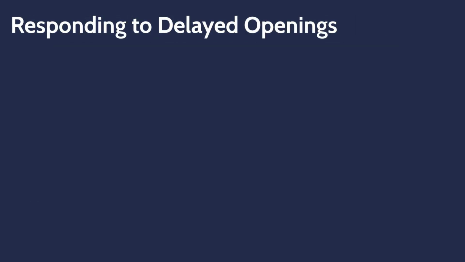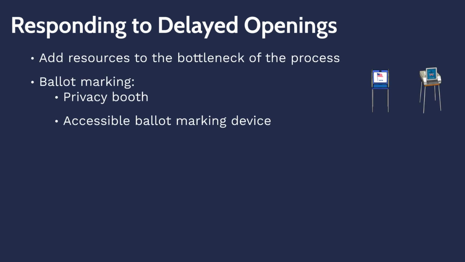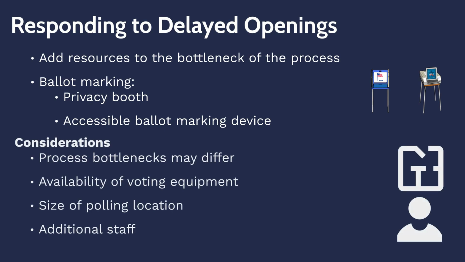When experiencing a delayed opening at a polling location, attempting to increase the quantity of resources after the delay is resolved may assist in minimizing the increase in voter wait times caused by the interruption. In the presented case, the process of marking a ballot becomes the bottleneck of the voting process, indicating that adding a privacy booth, accessible ballot marking device, or both may effectively reduce wait times, even when adding an hour after the delay has been resolved. Depending on the voting process and the resource bottleneck, a different piece of equipment may be required to reduce delays.